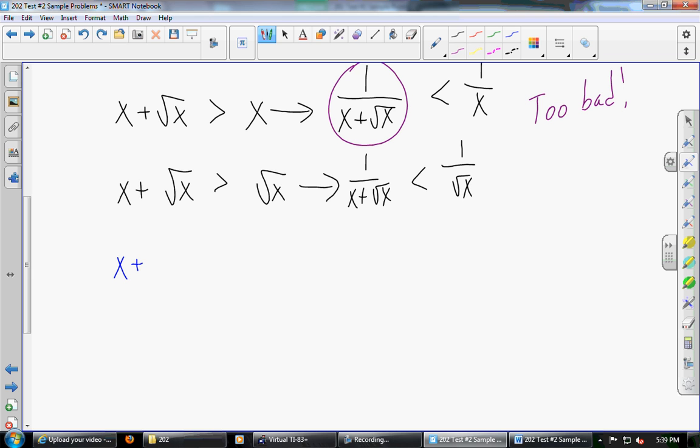x plus square root of x, that's the thing we're trying to build. I'm going to force it. I want this to be less than something now, so that when I put 1 over it, it's going to be bigger than something. That's the hope. I want it to be bigger than something divergent. So x plus square root of x, what is it less than?